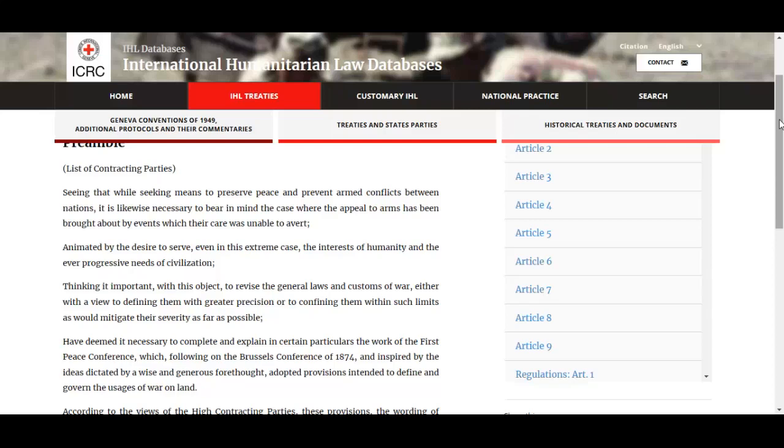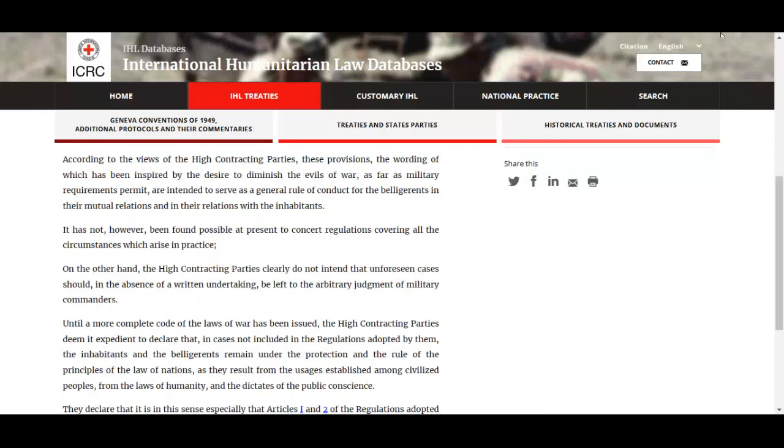These provisions, the drafting of which has been inspired by the desire to diminish the evils of war, so far as military requirements permit, are intended to serve as a general rule of conduct for the belligerents in their mutual relations and in their relations with the inhabitants. It has not, however, been found possible at present to concert stipulations covering all the circumstances which arise in practice.